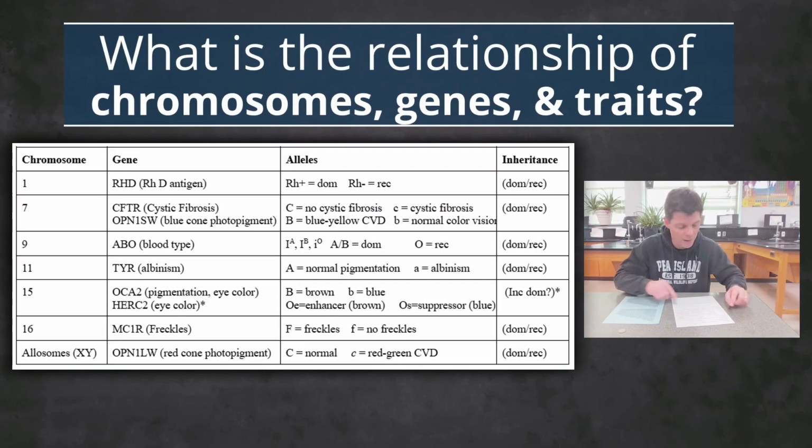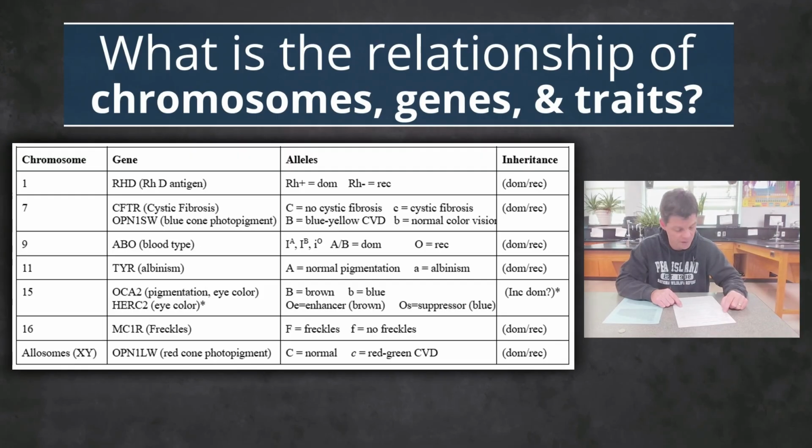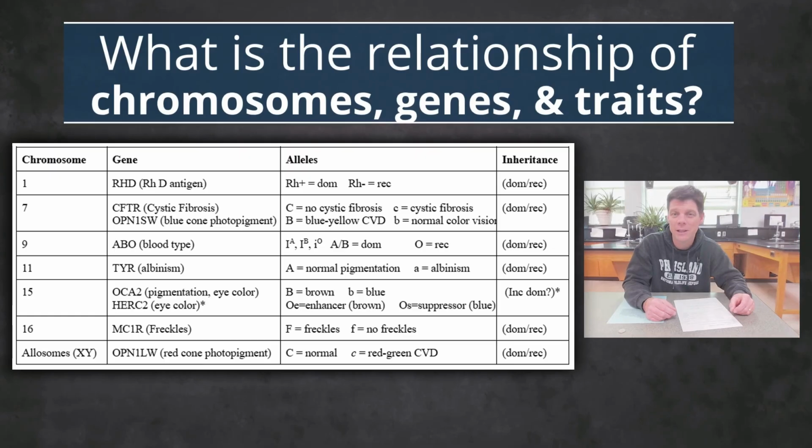In this model, we are looking at chromosomes 1, 7, 9, 11, 15, 16, and then the allosomes, which are the X and Y chromosomes. On each of these chromosomes, we're usually looking at one gene. So on chromosome 1, we're looking at the RHD gene, which controls if blood type is positive or negative. On the allosomes, we're looking at a gene called OPN1LW. This is the gene associated with seeing red color.